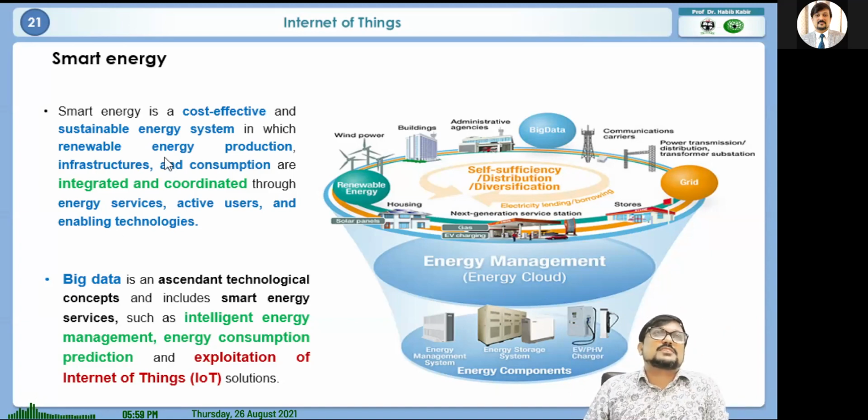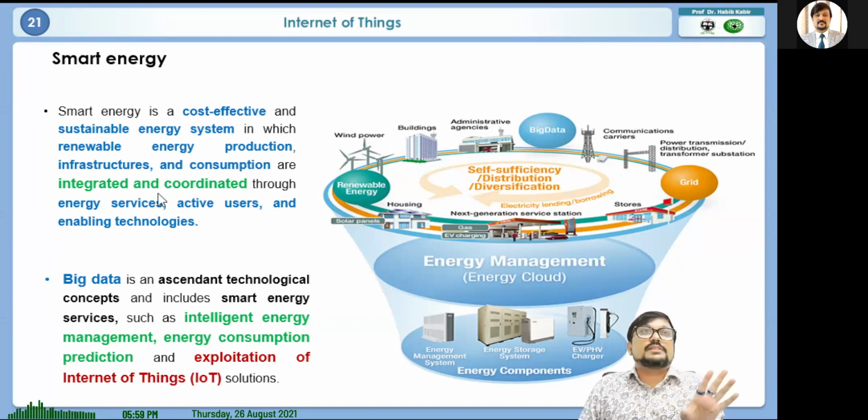So smart energy is a cost-effective, sustainable energy system in which renewable energy production, infrastructure, and consumption are integrated and coordinated through energy services, active users, and enabling technology.